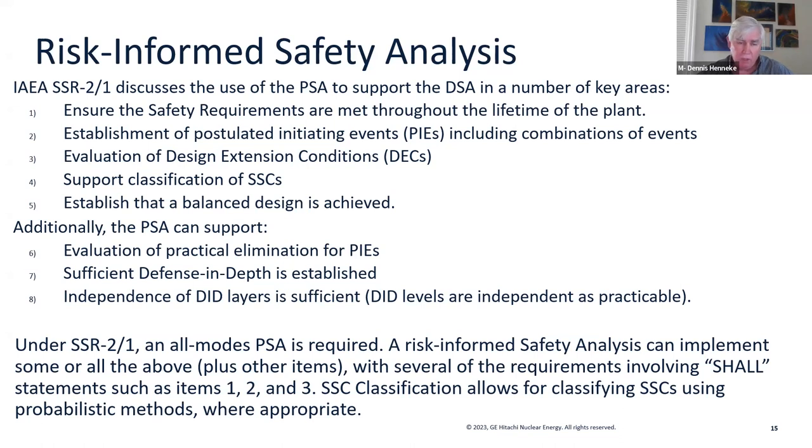SSR 2-1 does not require layers of defense to be fully independent. They use the words independent as far as practicable, and you can justify that, and the PSA can be used for that. So in that, there are parts of these that include shall statements, like the postulated initiating events. It says you shall use a PSA to support these. Definitely items 1, 2, 3, and 5 are shall statements requiring the PSA. Safety classification, item 4, does not require you to use PSA. It says you can use it when appropriate. So it allows you some leeway. SSR 2-1 allows you some leeway in what you will use a PSA for and what you won't.